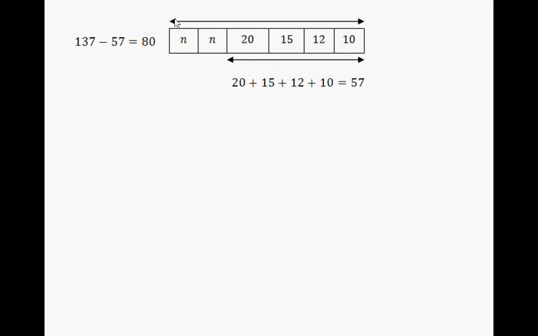From that, if we know the whole yard or the whole perimeter is 137, we can subtract that 57 to get 80, which is going to represent the two unknowns that we have here. Since there's two of them, 80 divided by 2 is going to equal 40. So therefore, n is going to equal 40.